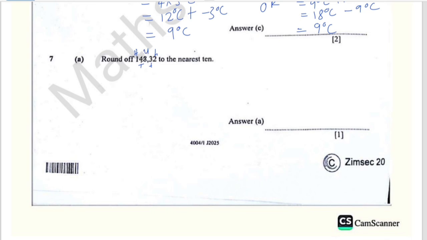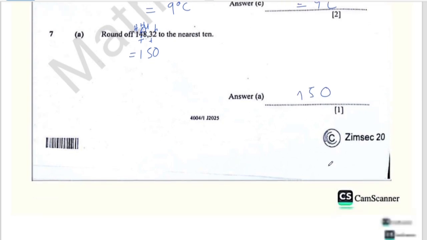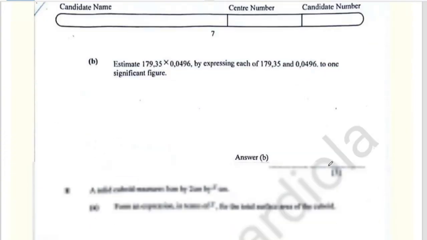So in order to round to tens, we must look at units. Since the unit is 8, it means that it is greater than 5, and therefore we're going to add 1 on the tens value, so that will become a 5. So that number will become 150. We don't need to put the decimal points because we're rounding to the nearest 10. All right, so our answer there is 150.